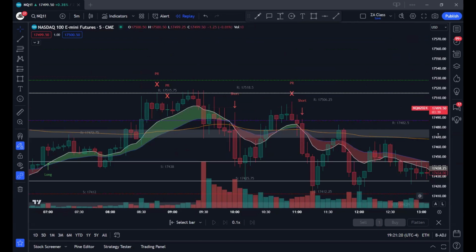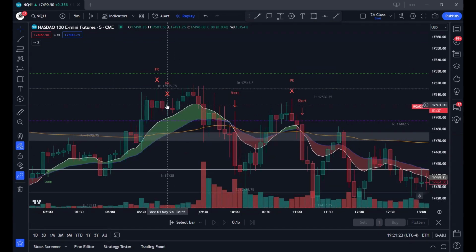The ideal way to take these PRs, you'll notice the PRs that work out the best are the ones where trend is really exhausted. There's a good amount of distance between the PR candle itself and the EMA clouds, showing that trend is exhausted. If we're kind of riding the EMA clouds here and I get a bearish PR here, this one is extremely close to the EMA clouds.